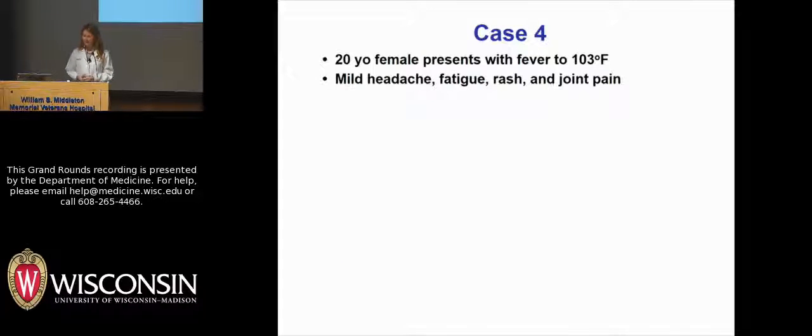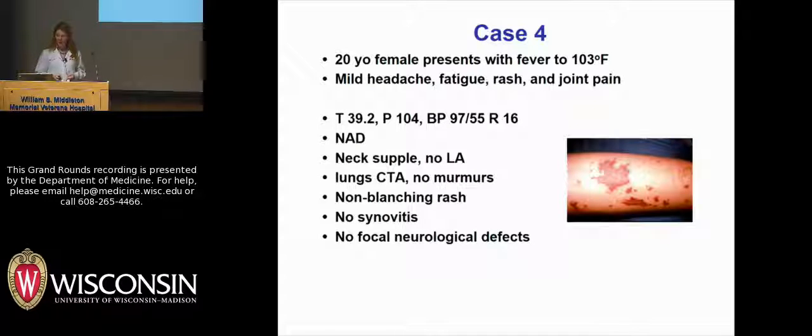Moving on to the next case. Case 4, this is a 20-year-old female. She's presenting with fever to 103. She has a mild headache, fatigue, rash, and joint pain. On exam, she's febrile, she's tachycardic, blood pressure 97/55, respirations at 16, she's not in acute distress.